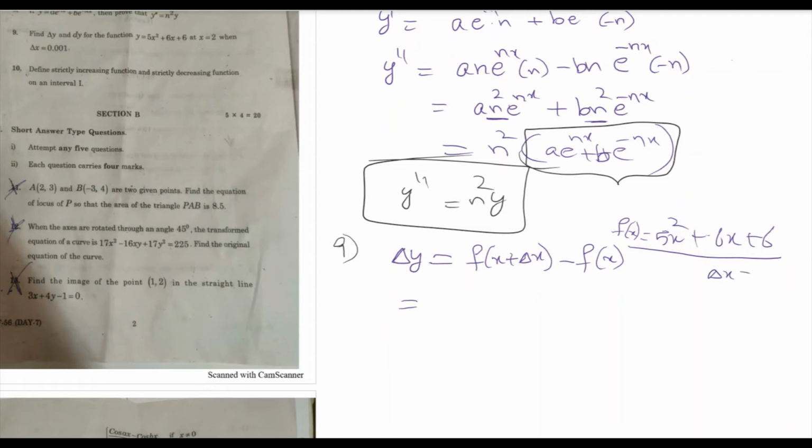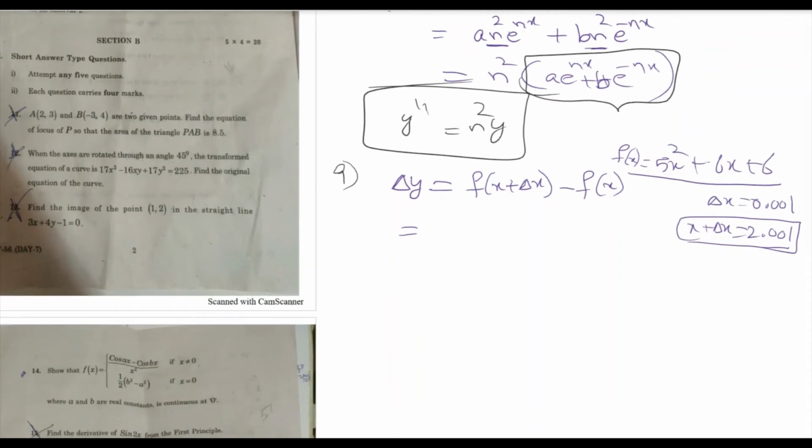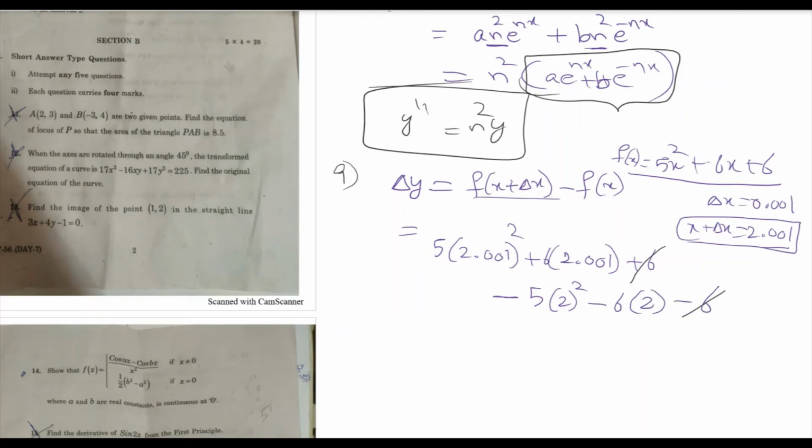And given that delta x equals 0.001, x plus delta x will be 2.001. The values of x and delta x are given here. So x plus delta x equals 2.001. Writing this, 5 into 2.001 whole square plus 6 into 2.001 plus 6 minus f of x, which is 5 into 2 whole square, minus into minus becomes plus, minus into plus is minus, 6 into 2 and minus 6. Plus 6 minus 6 gets cancelled here, and this is 5 into 2.001 whole square.